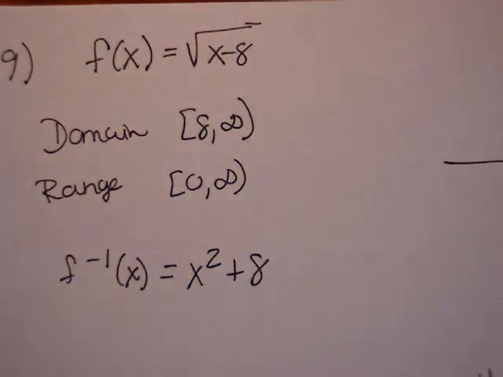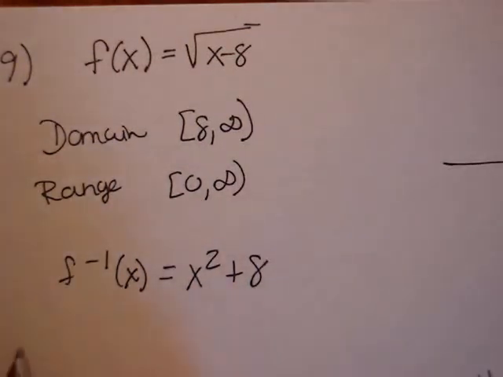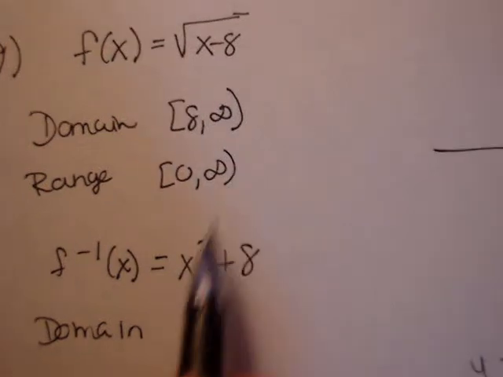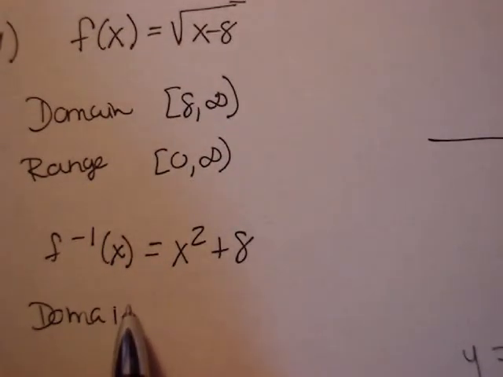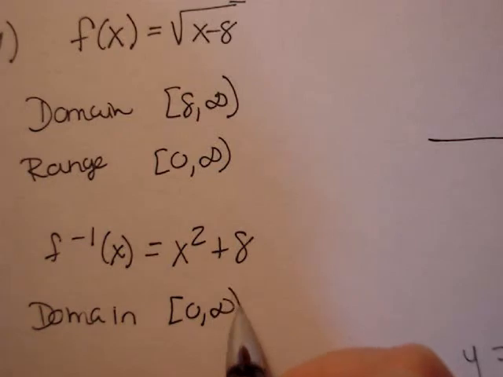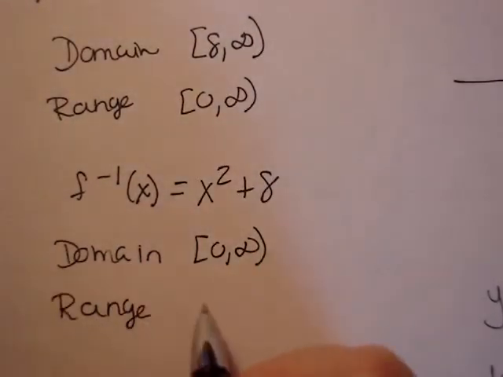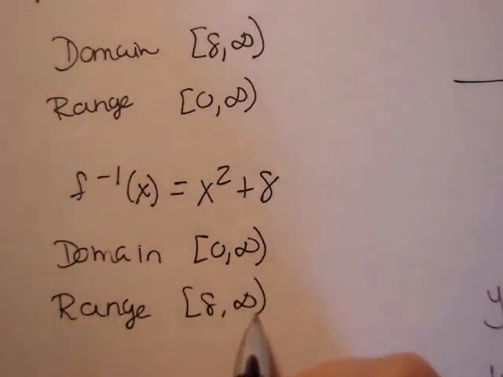Now, I want you to be really, really careful. Remember, we talked about the fact that for inverse functions, the x and y values get switched. So that means the domain and range get switched. What do I mean by that? The domain of f inverse should be the same as the range of f. So that means I automatically know that the domain of f inverse is from 0 to infinity. And I also automatically know that the range of f inverse is from 8 to infinity.